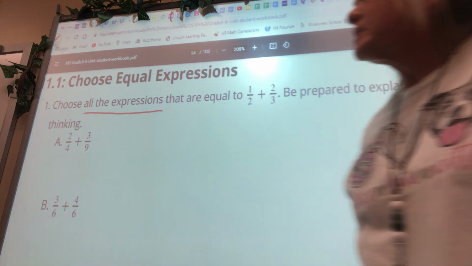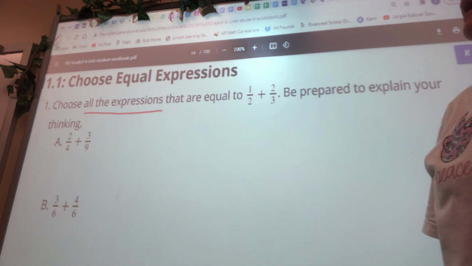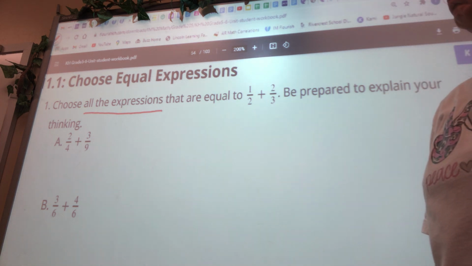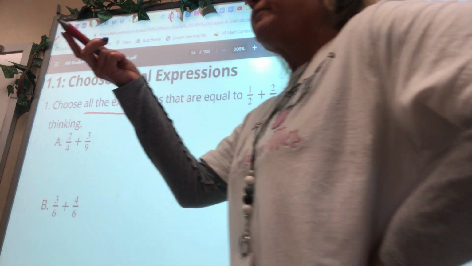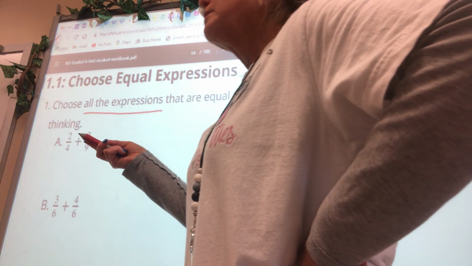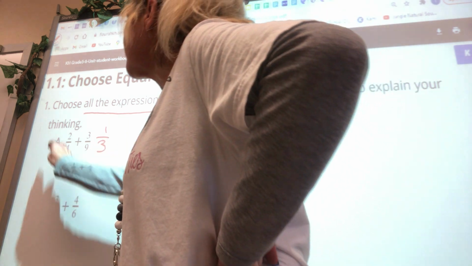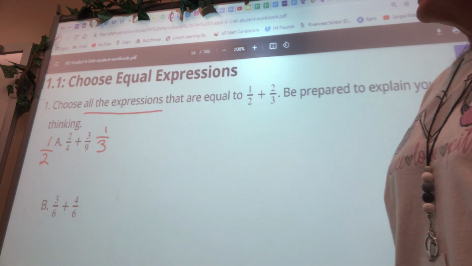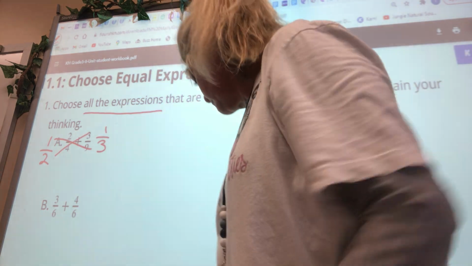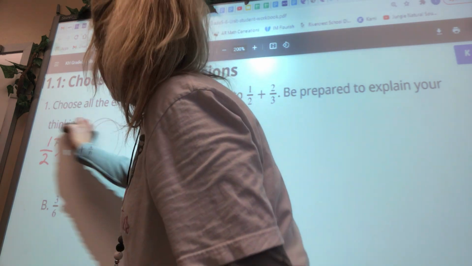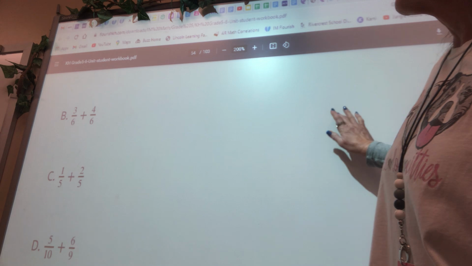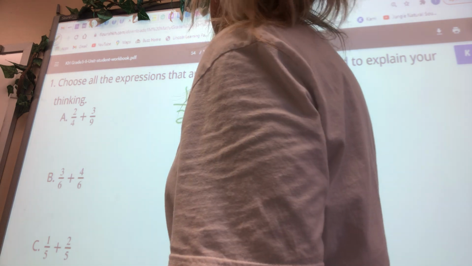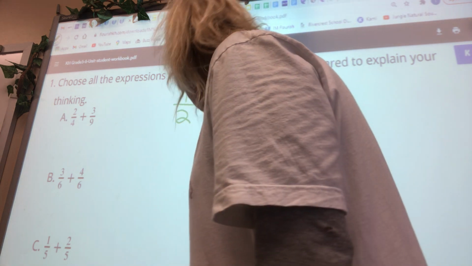What is 2/4 when it's simplified? 1/2. What is 3/9 when it's simplified? You were right the first time. It's 1/3, isn't it? So is this equivalent? No. So A doesn't work. We need to be still able to see it. Let me write this up here so when I slide it, it'll still be up here. Okay?